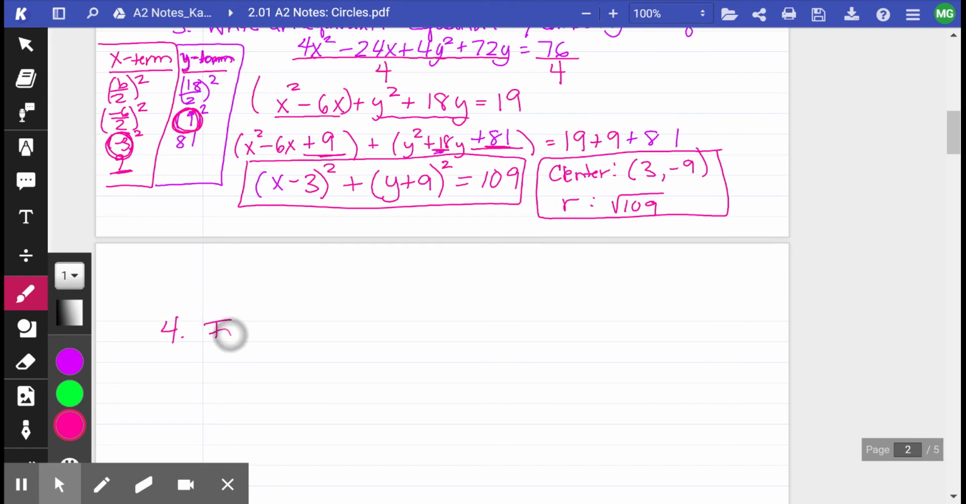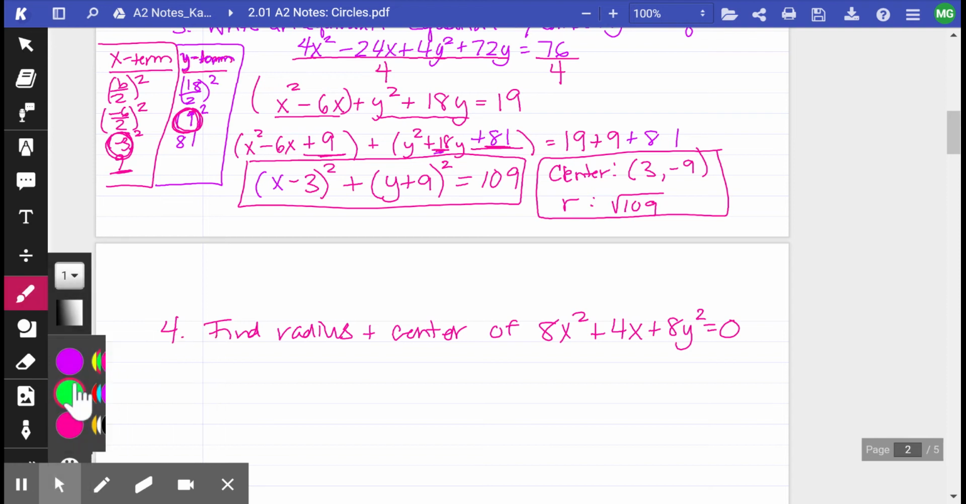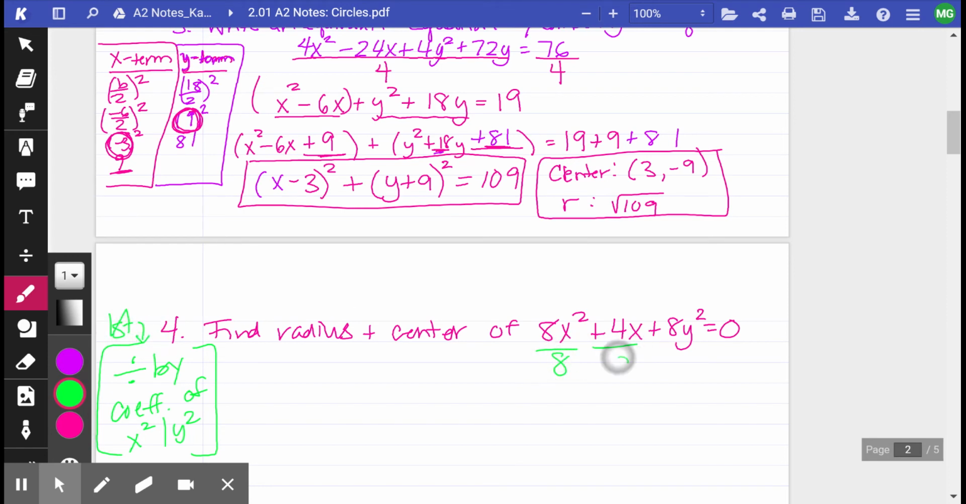another one to practice. So for this one, again, I want you to find the radius and the center. 8x squared plus 4x plus 8y squared equals 0. All right, so the first thing you're going to do is divide by your coefficient of x squared. So again, the coefficient just means the number in front of your x squared or y squared. Those should be the same. So we're going to divide everything by 8.